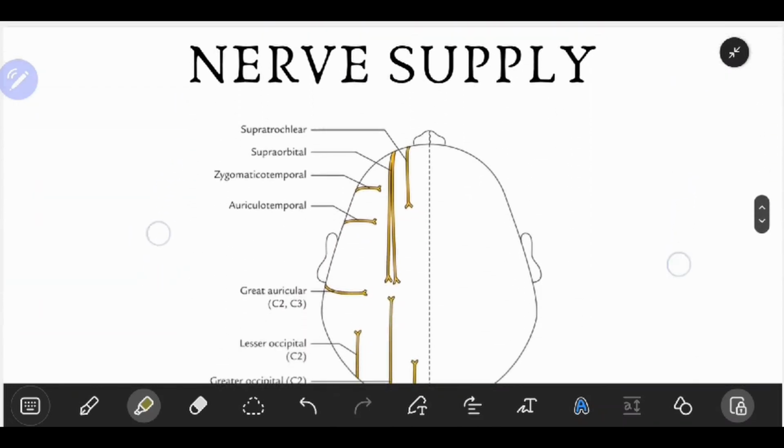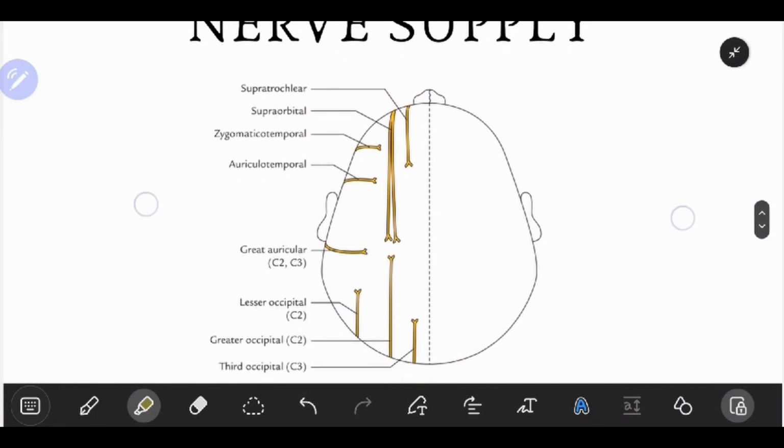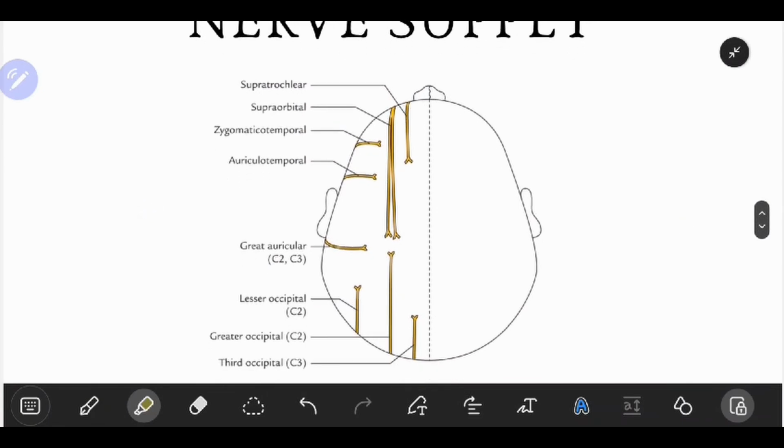Now we come to the third objective of our video, that is nerve supply. There's a small trick that you have to note over here. I usually remember it in this way. You have to just remember supratrochlear, supraorbital, occipital, because these three things will be repeated in the arterial supply of skull and the venous supply of the skull. So remember these three terms very well.